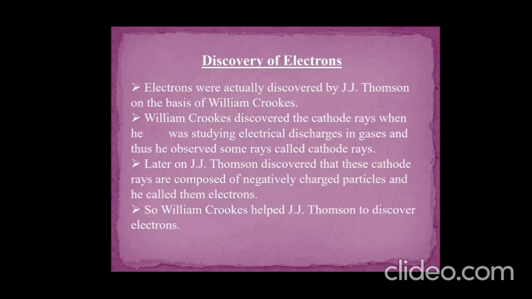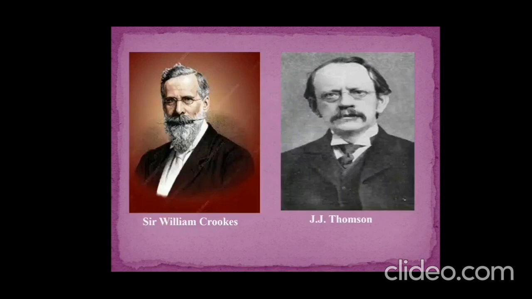First, the discovery of electrons. Electrons were discovered by J.J. Thomson based on William Crookes' experiments. William Crookes discovered cathode rays while studying electrical discharges in gases. Later, J.J. Thomson discovered that these cathode rays are composed of negatively charged particles called electrons. Here you can see the pictures of William Crookes and J.J. Thomson. Crookes discovered cathode rays, and with the help of Crookes' experiment, Thomson discovered the electrons.